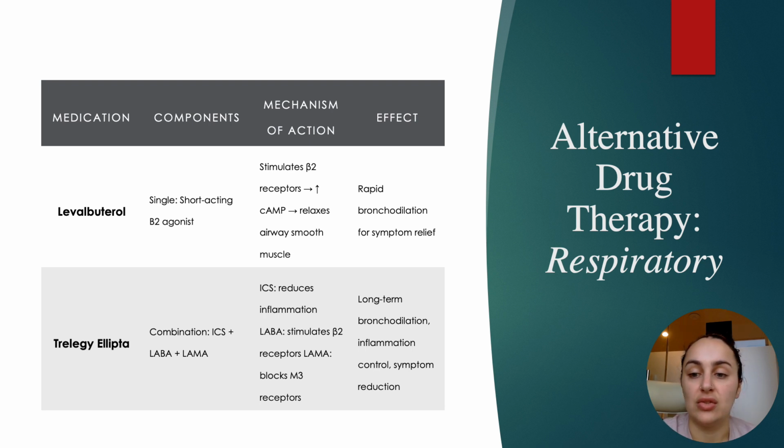Another medication is Trelegy Ellipta, which is a once-daily inhaler combination, mixing an inhaled corticosteroid, a long-acting beta-2 agonist, and a muscarinic antagonist. It reduces inflammation and provides sustained bronchodilation to improve lung function and prevent exacerbation. Monitoring lung function and side effects like oral thrush are important. Patients should use it daily and rinse their mouth after use.